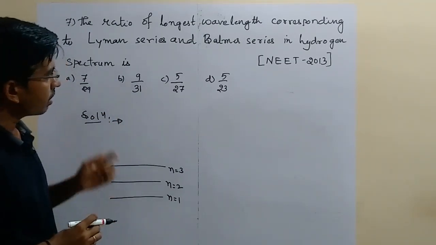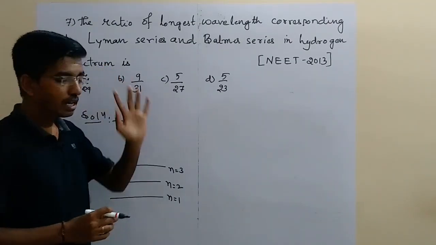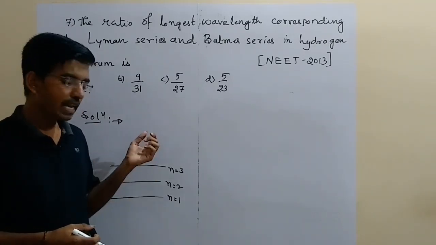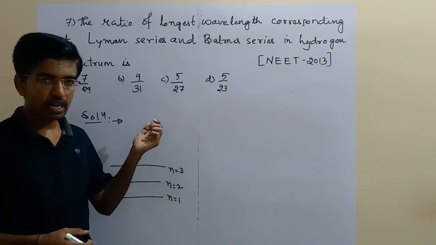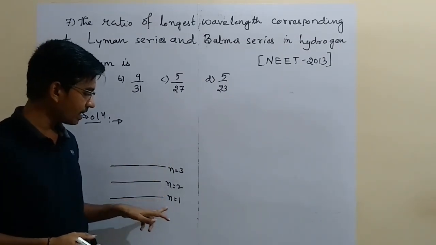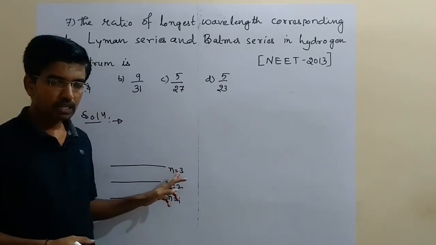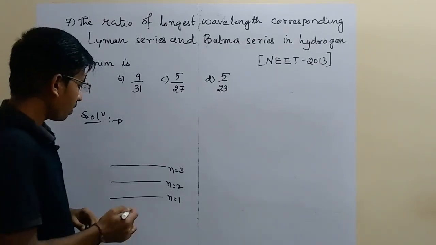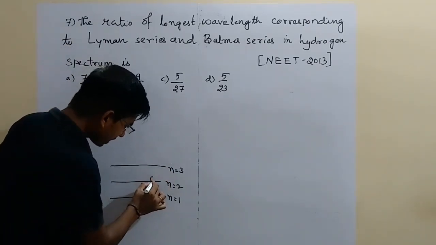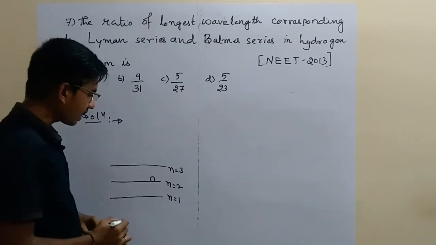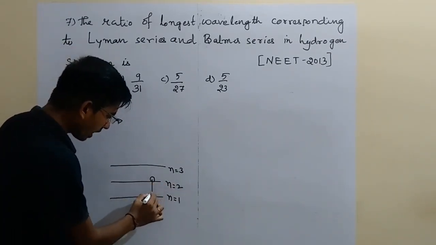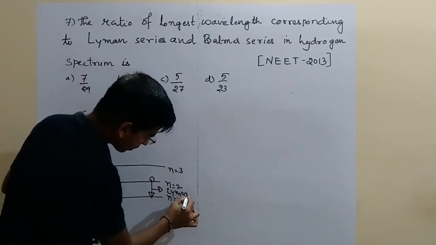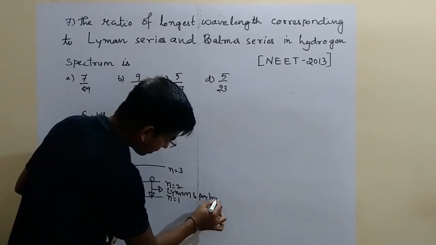First I will talk about the longest wavelength of Lyman series. What do you mean by Lyman series? We know that if an electron makes a transition from higher energy levels to the state n is equal to 1, the corresponding spectral lines are called Lyman series or Lyman spectral lines. If an electron is in the state n is equal to 2 and makes a transition from n is equal to 2 to n is equal to 1, we know that it gives a Lyman spectral line.